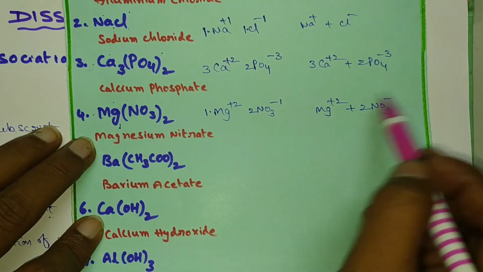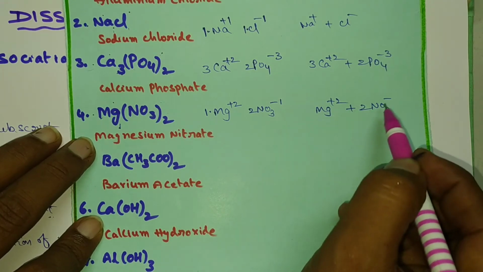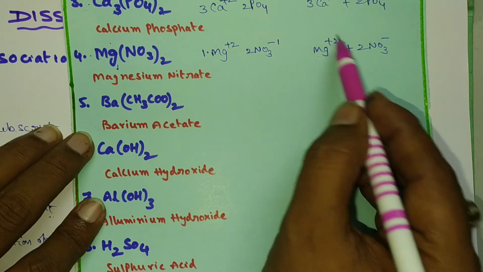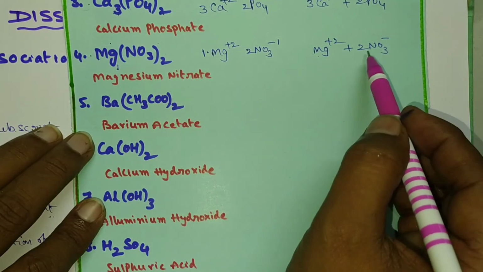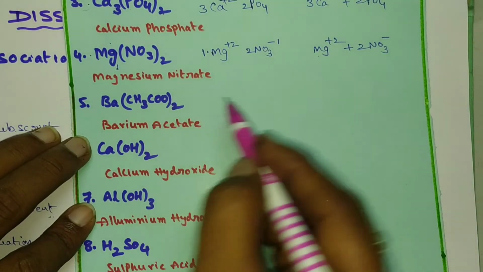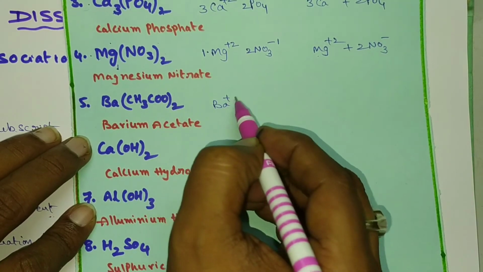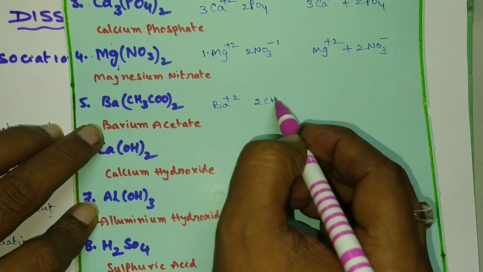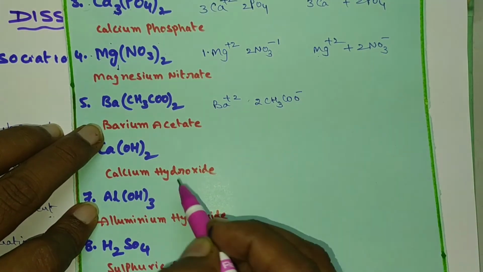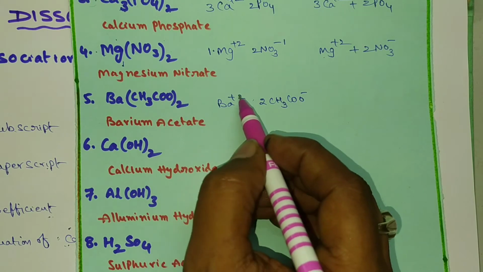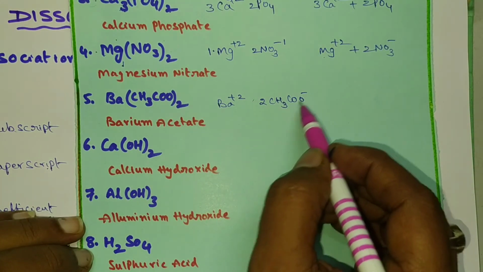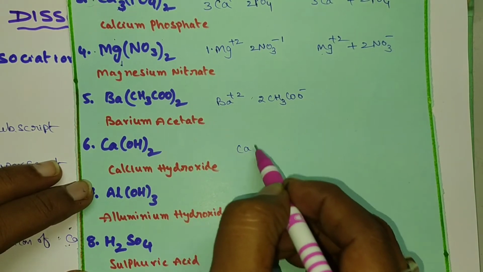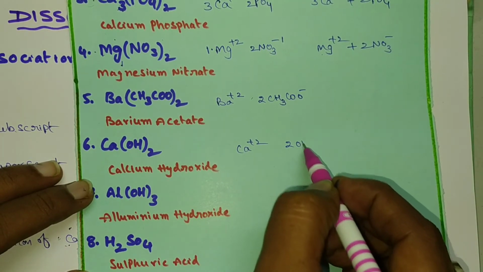This is called the nitrate ion. So this is the magnesium ion. So totally, magnesium nitrate. Next, barium acetate. Here also barium means Ba plus 2 and acetate ion, 2 into CH3COO minus. So finally we got Ba plus 2 and 2 into CH3COO minus. And calcium hydroxide, here also we get Ca plus 2 and 2 OH minus ions.